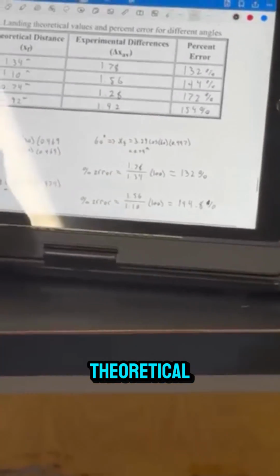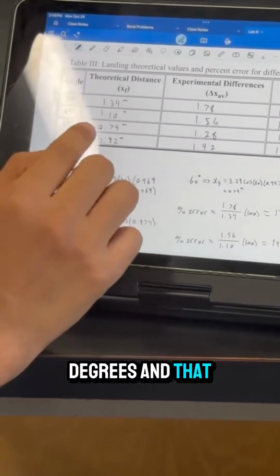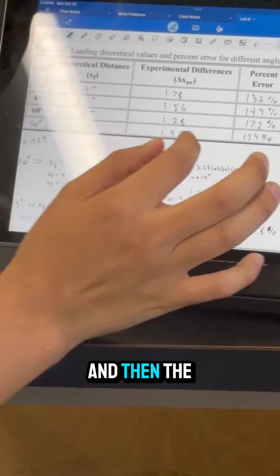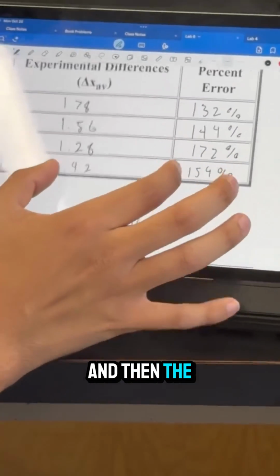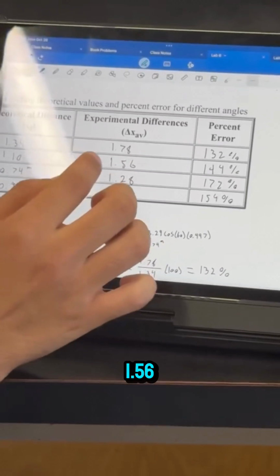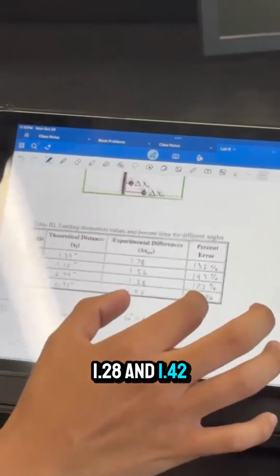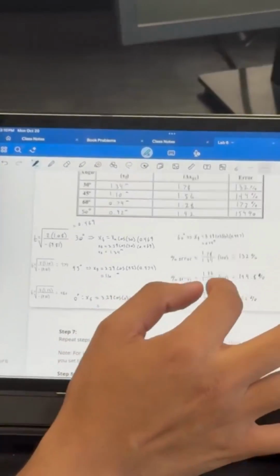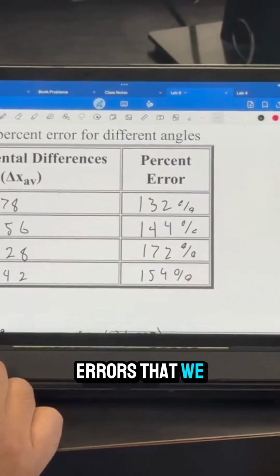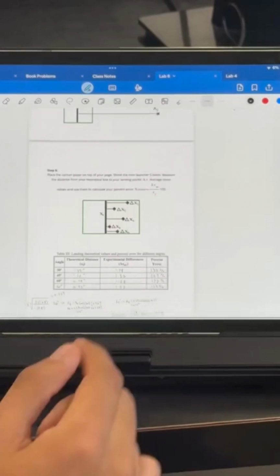And for our own one, which was 50 degrees, that one came out to be 0.92. And then the actual experimentals came out to be 1.78, and then 1.56, 1.28, and 1.42. And then from that we calculated our errors, and those are the errors that we got. I think that's it.